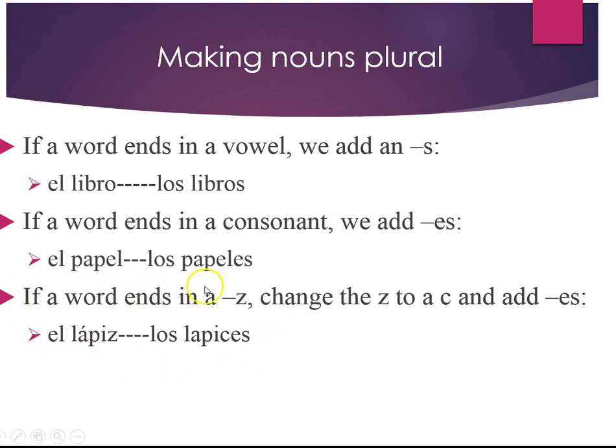And now, if you're ready for this, this is an exception. It's kind of a hard rule for English speakers. So if you're not ready for this, just stick with this one: we add an S after a vowel, an ES after a consonant. Now, if a word ends in a Z, you change the Z to a C and add an ES. So el lápiz for pencil becomes los lápices for pencils.